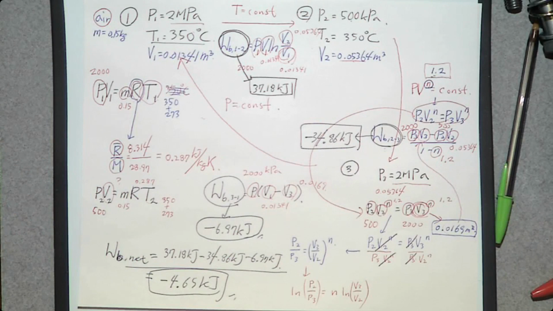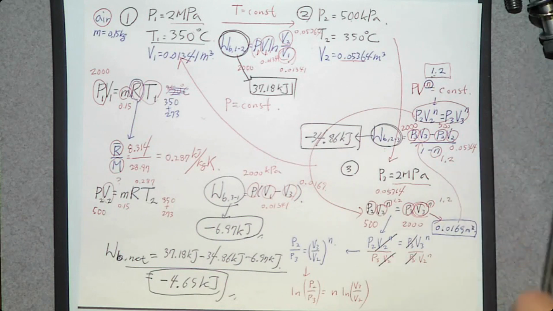Any question about this problem? So this one problem has 3 different processes. So you have to determine the moving boundary work for each process and finally determine the net work. So it's like the final boss of moving boundary work. If you can solve this problem, you don't need to worry about any moving boundary work, right? No question? Okay, good.